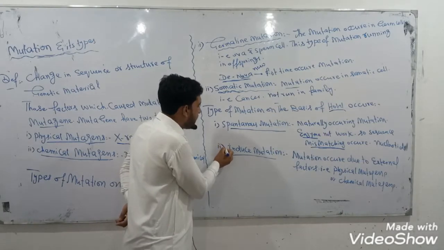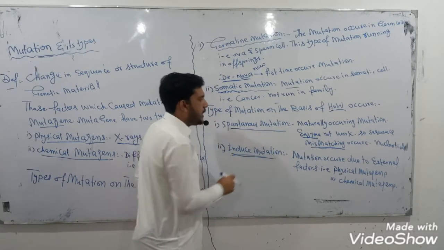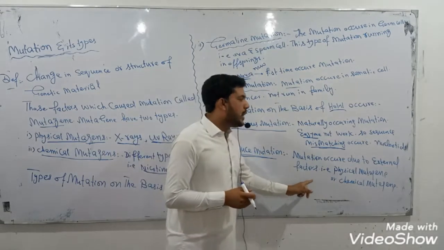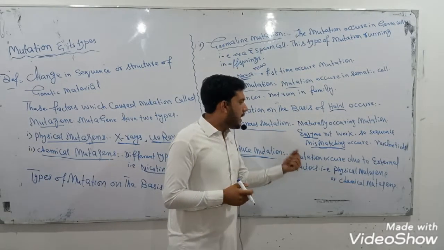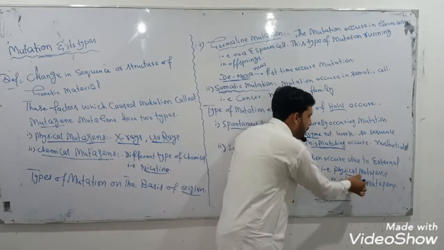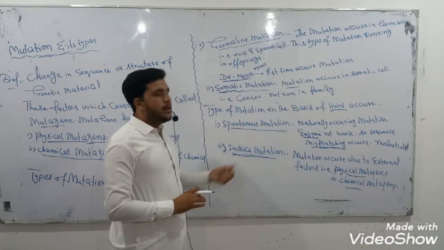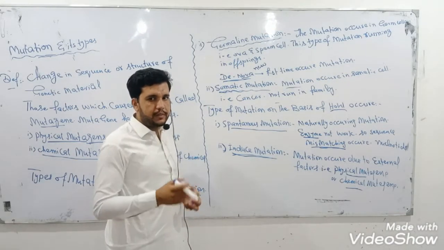The second one is the inducible mutation. Inducible mutations are those mutations which occur due to an external factor. For example, if we consider the physical mutagen or the chemical mutagen, both are responsible for induced mutation.